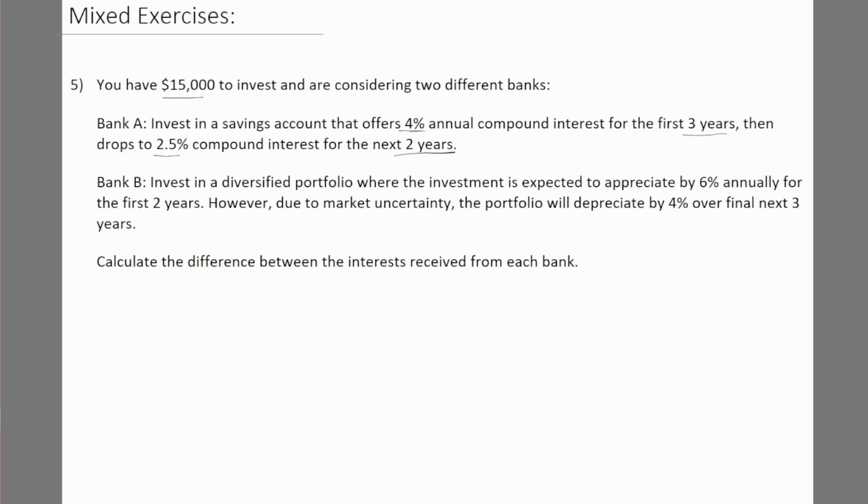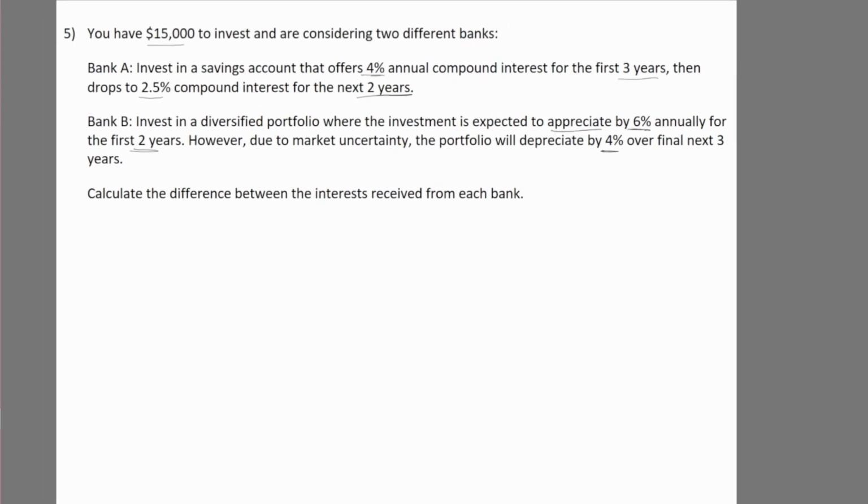As for Bank B, invest in a diversified portfolio where the investment is expected to appreciate by 6% annually for the first 2 years. So we have an appreciation of 6% for the first 2 years. However, due to market uncertainty, the portfolio will depreciate by 4% over the next 3 years. Okay. So calculate the difference between the interests received from each bank. Okay, so yeah, this question is going to need a lot of space.